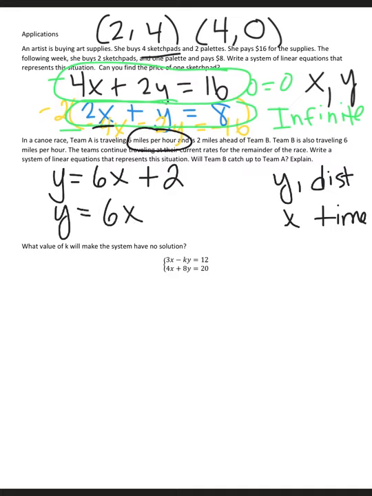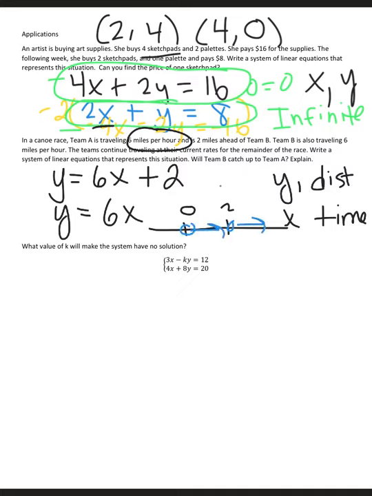So I can see off the bat that there's no way that they're going to catch up, because one is starting 2 miles ahead, and they're both going at the same rate. So it'll never catch up. So no. You can also tell because it has the same slope, but different y-intercepts.